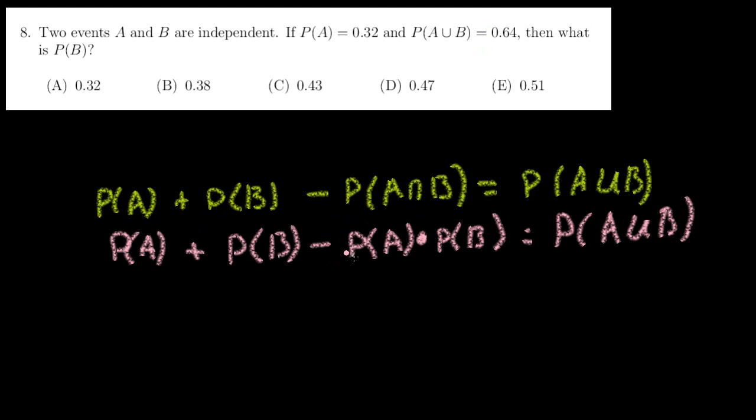Now, if this was not independent, then this right here, this probability of A and B occurring, would not be equal to the probabilities of A and B occurring multiplied each other. But because it is, we are able to write it out in a different form.